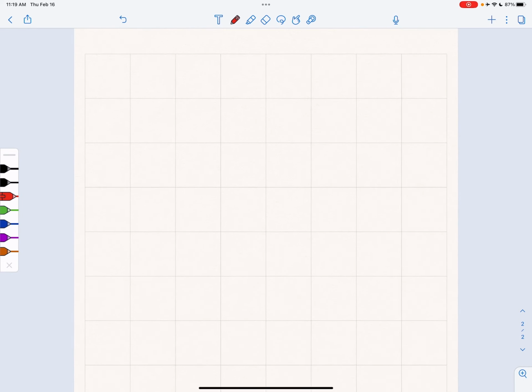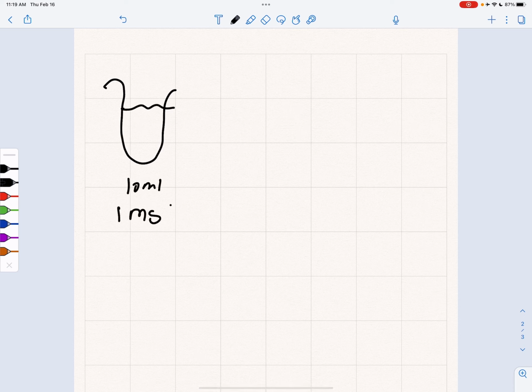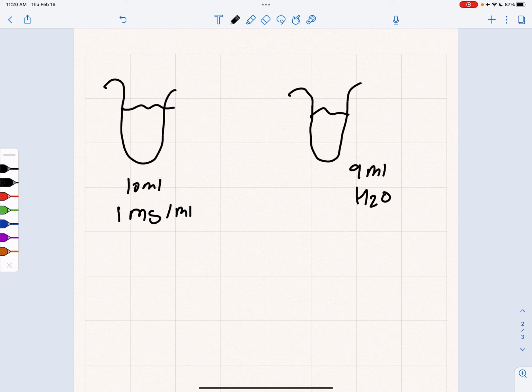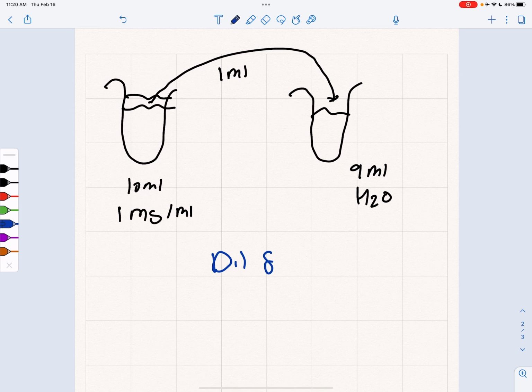Okay, so let's do a simple example. We'll set this up again, where we have 10 milliliters of our stock, which is at 1 milligram per milliliter. And then we're going to put it into a new tube, which has 9 milliliters of water in there. So we're going to transfer from our stock, from our concentrated, 1 milliliter into our new tube. Okay, and that's going to go into our 9 milliliter, and we're going to mix this up. So to calculate the dilution factor, we're going to take the total volume over the transferred volume, and by total we're talking about this tube here.